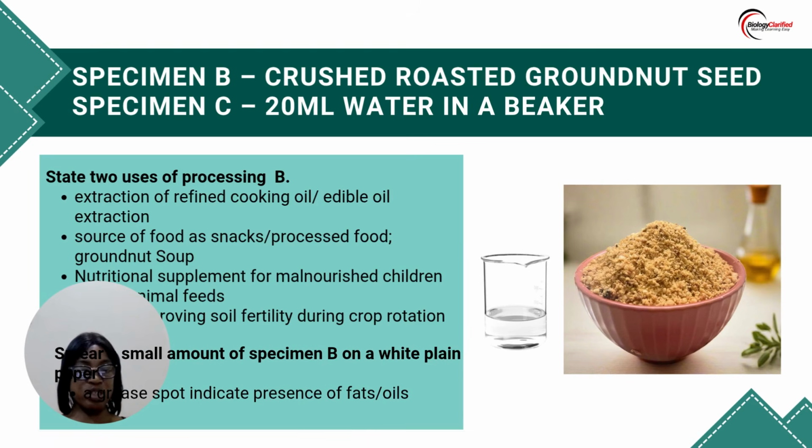Then let's go to the food test. You could be asked to take a portion of specimen B and smear it on a white plain paper, and it will give you a grease spot, which indicates the presence of fat and oil.